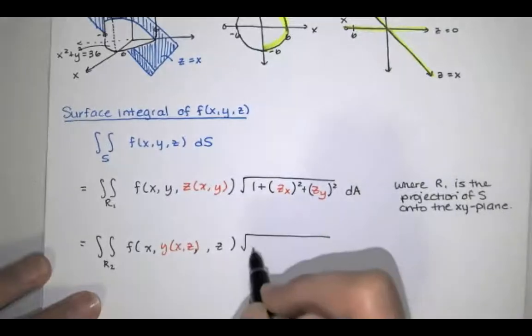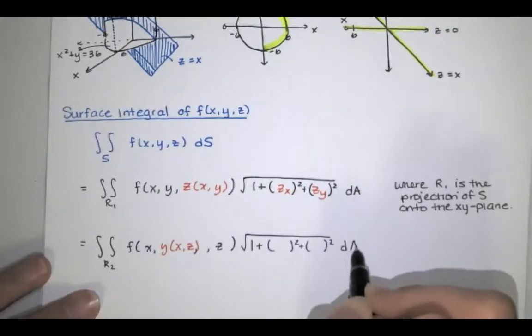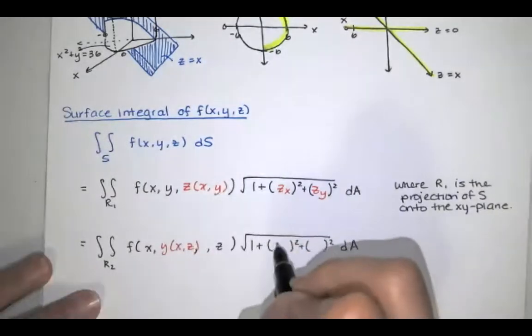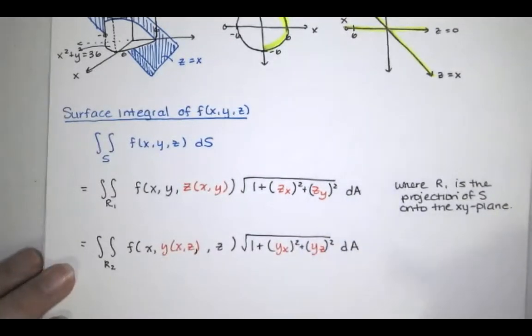In that case, the surface area piece would be this. Since y is a function of x and z, we would take the partial of y with respect to x and the partial of y with respect to z and substitute those into our surface area formula.